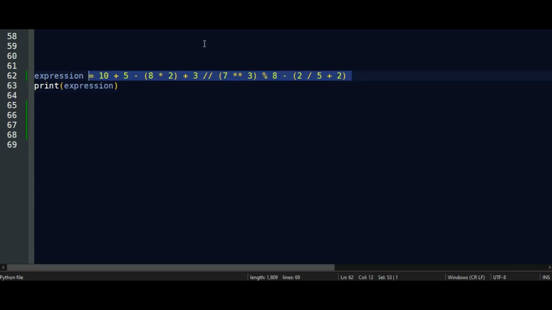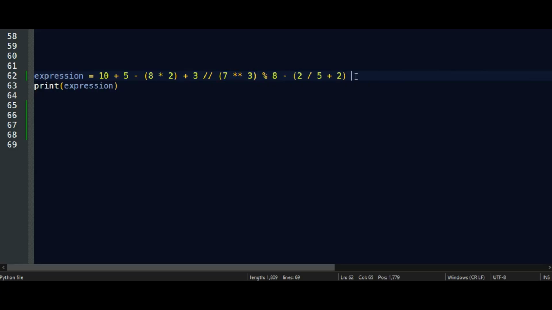So this expression may look complex to you, and if you are good in mathematics and try to solve this equation, there are certain rules that need to be followed. The confusion arises as to which operation we should perform first: whether we should operate on 10 plus 5 first, or 8 multiplied by 2, or 7 raised to the power 3, or 2 divided by 5 plus 2.